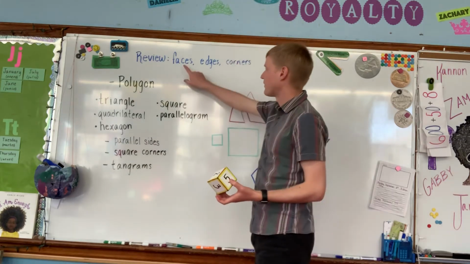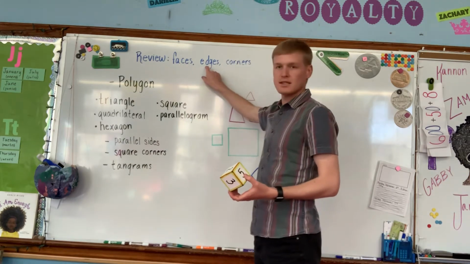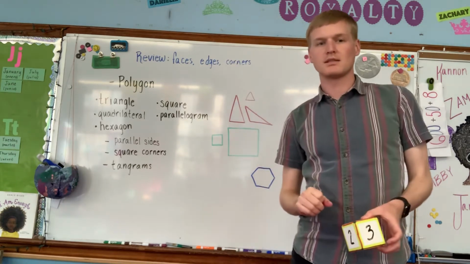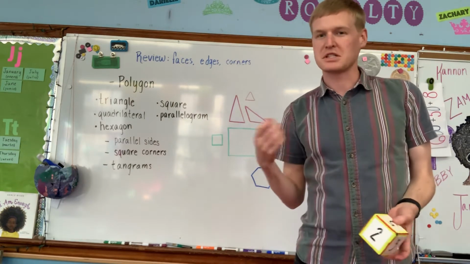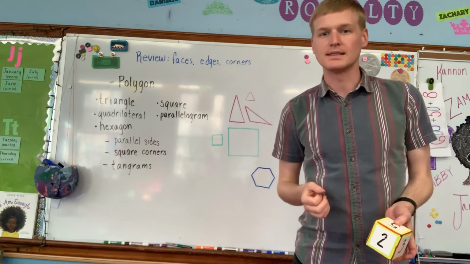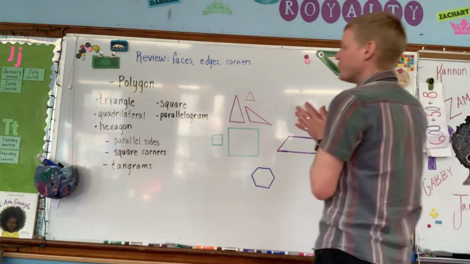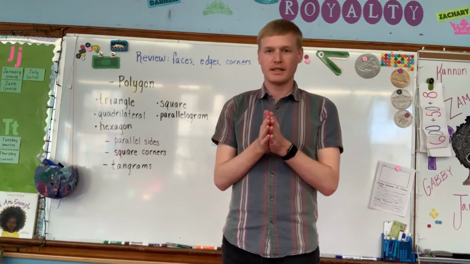All right, so we have faces, edges, and corners. And another way we can say corners is vertices. Everybody just try saying it. Vertices. Great. So today we have even more vocabulary to learn.